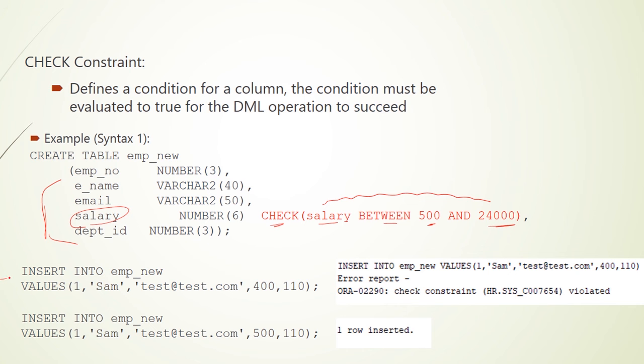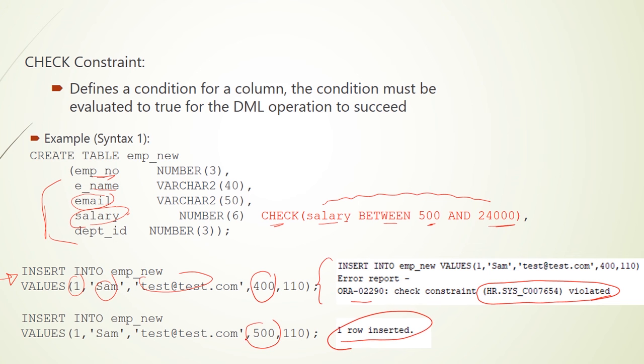So if you try an insert statement, insert into emp_new values, 1 will go to the first column, Sam to the second column, which is the name, the email to the email column, 400 to the salary. What is the condition? Salary between 500 and 24,000. So here Oracle will return an error, ORA-02290, check constraint violated. If you put 500 instead of 400, the record will be inserted because the check constraint returns true in this case.